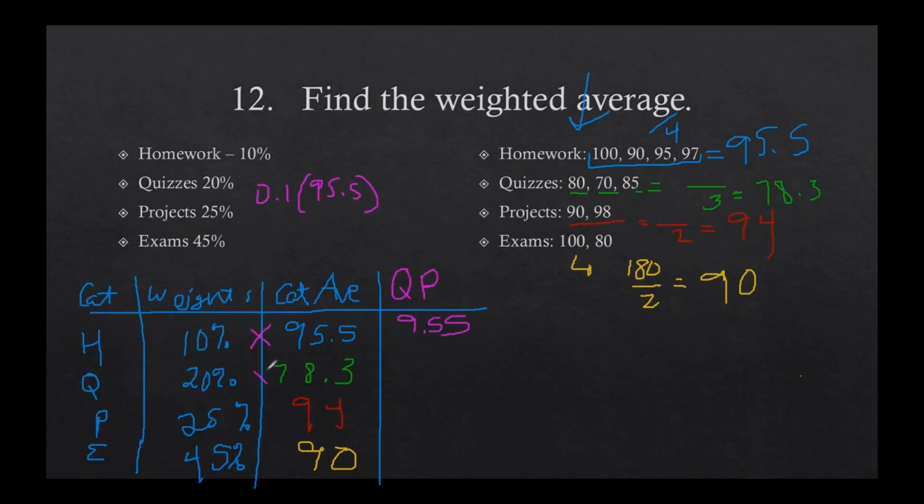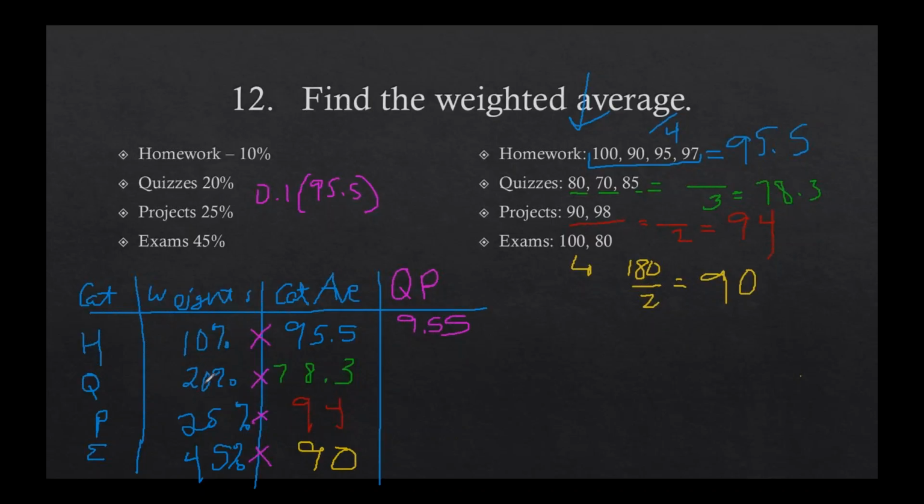For quizzes, 20% of 78.3. So we're going to multiply. I talked about that first page. Your first step is to multiply. And you might say, we did a whole lot before that. Well, that's true. But weights times category average gives you quality points.